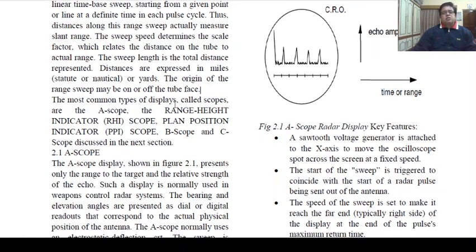The most common types of displays are called scopes. Normally, the displays which are classified are known as scopes: range height indicator scope, plan position indicator scope, B scope, C scope. These are the classifications. A, B, C are common: A scope, B scope, C scope. Easily you can remember. A scope, B scope, C scope, range height indicator scope, RHI scope, plan position indicator scope, PPI scope.